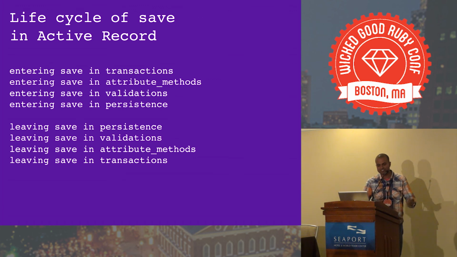This is the life cycle: entering transactions, attribute, validation, persistence, and then it's leaving in the same order. Okay, so I have 4 minutes left, and the last one I saved because it's a little bit tricky. So let me try to go through it. I will try to rush things a little bit, which is unfortunate because this is probably the most complicated piece of code also. So we'll see.